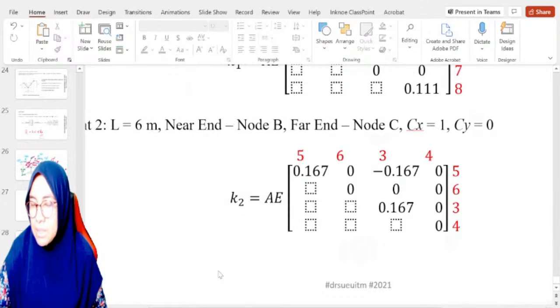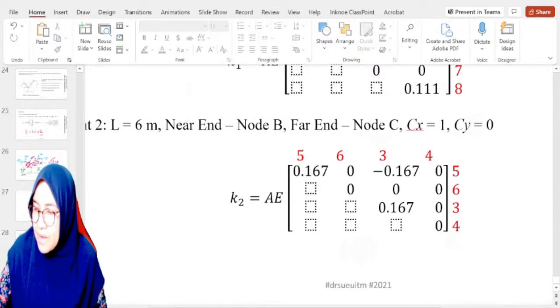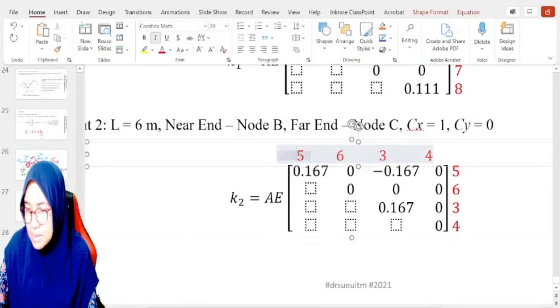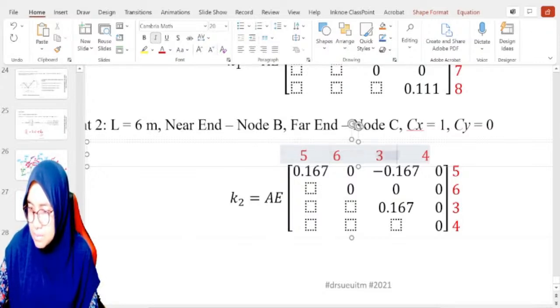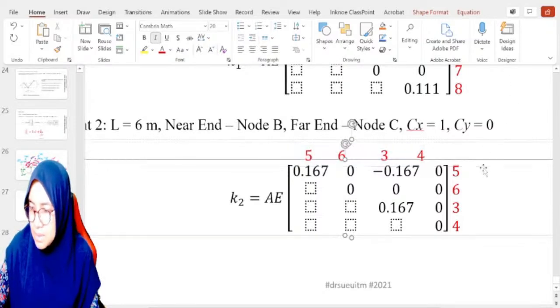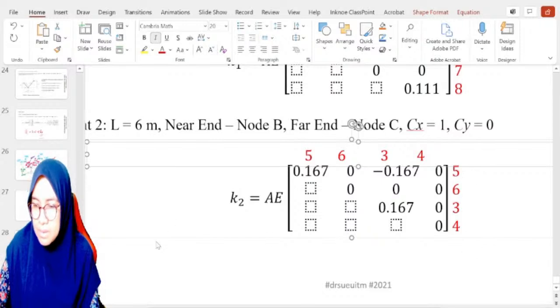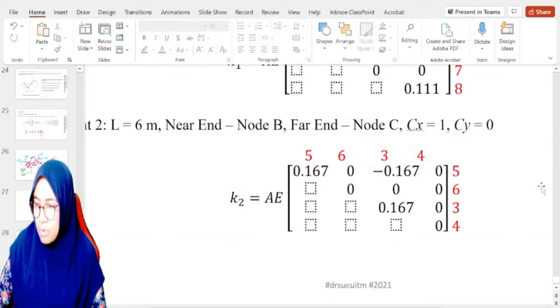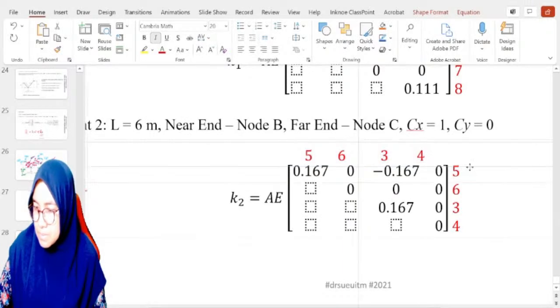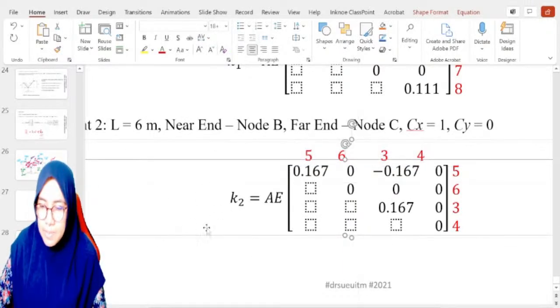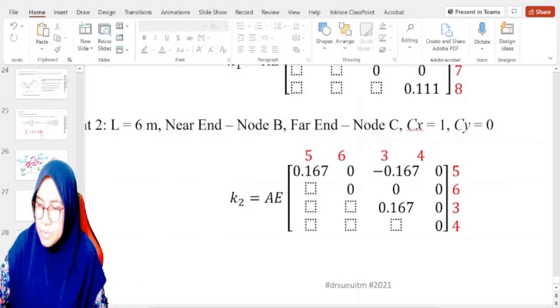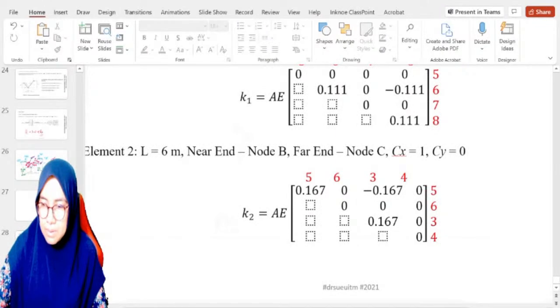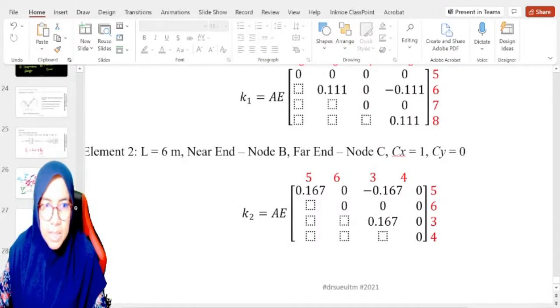Okay, so this is for element number 2. The label is 5634. Okay, this is the label. Doesn't matter. Okay, so we move to element 3 and element 4.